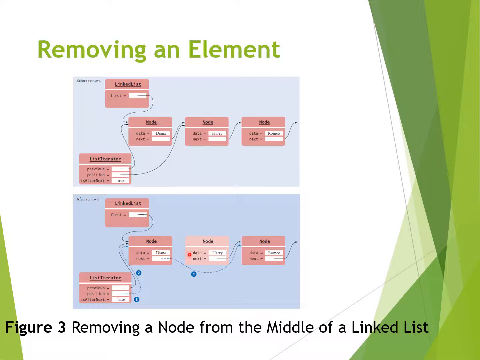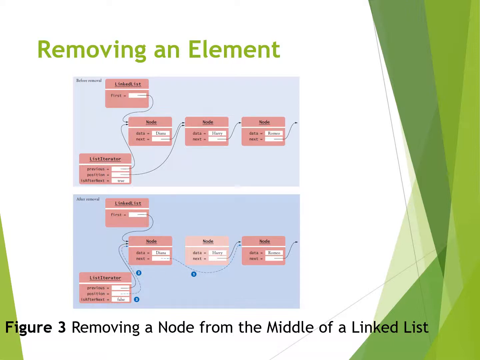bypassing Harry's node, and no other node refers to Harry, so Harry will be considered garbage and will be collected by the garbage collector of Java. And interestingly, both previous and position refer to the same node, Diana. That's why we need to call the next method before removing another node. So after calling the next method, the position would refer to Romeo.